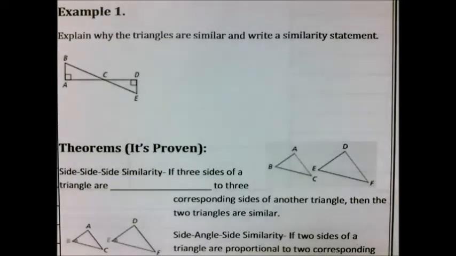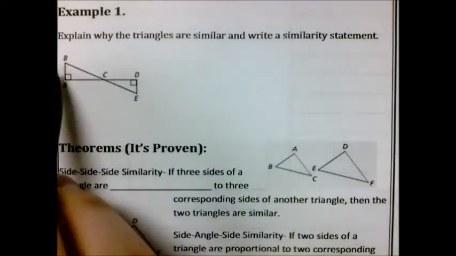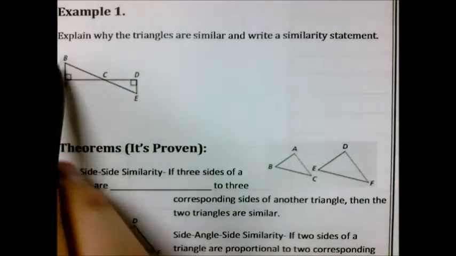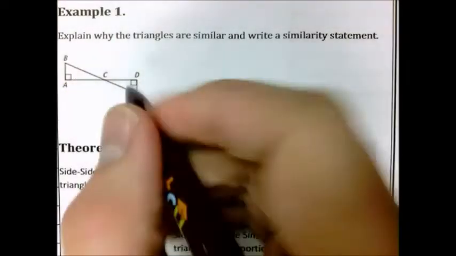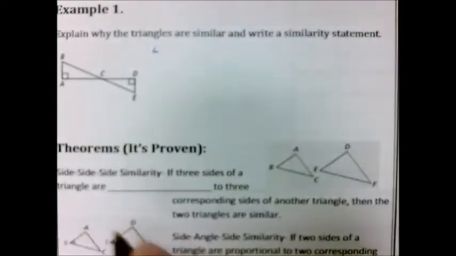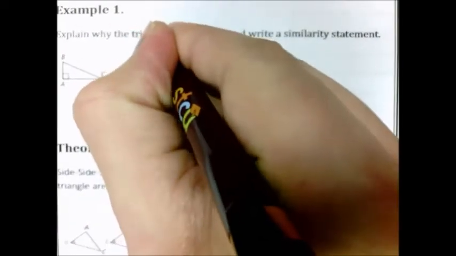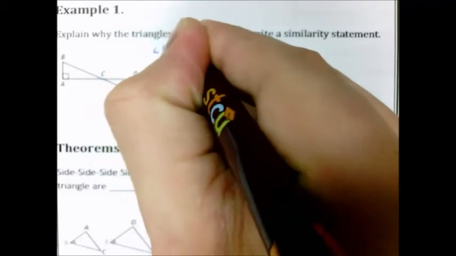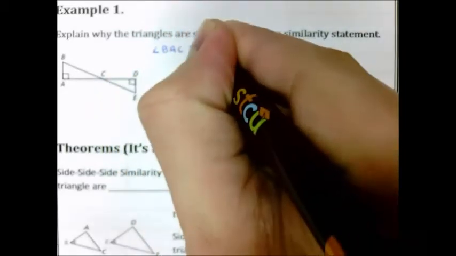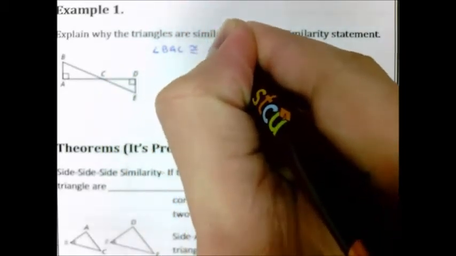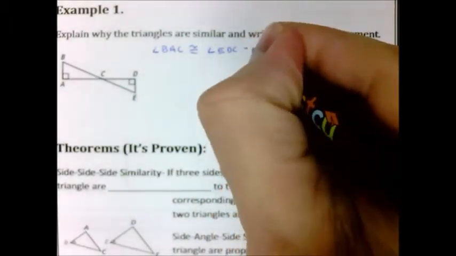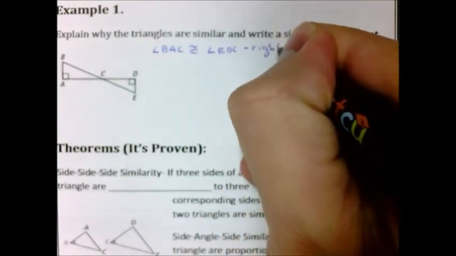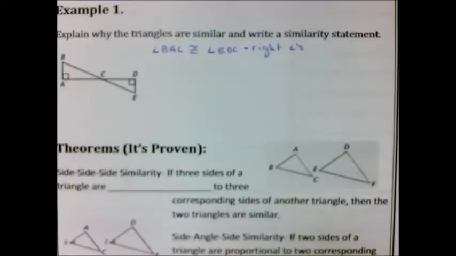So example 1 tells us to explain why the triangles are similar and then write a similarity statement, okay? The first thing we can see here, based on looking at these two triangles, is that angle BAC and EDC are going to be congruent, sorry. Angle BAC is congruent to angle EDC. And we can see that because they're both right angles. Okay, they're both right angles, so we know that those are going to be congruent.